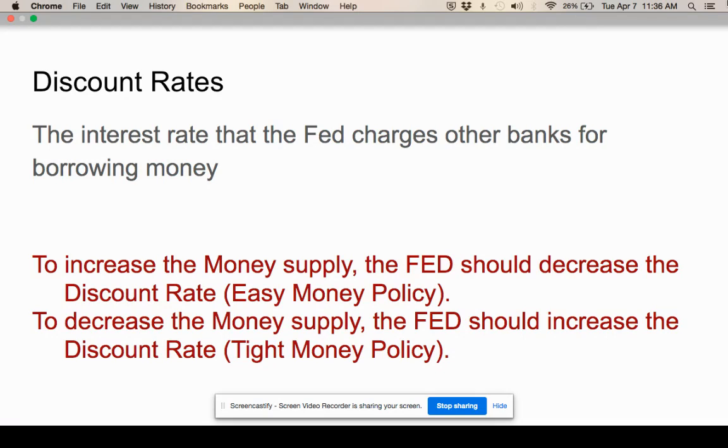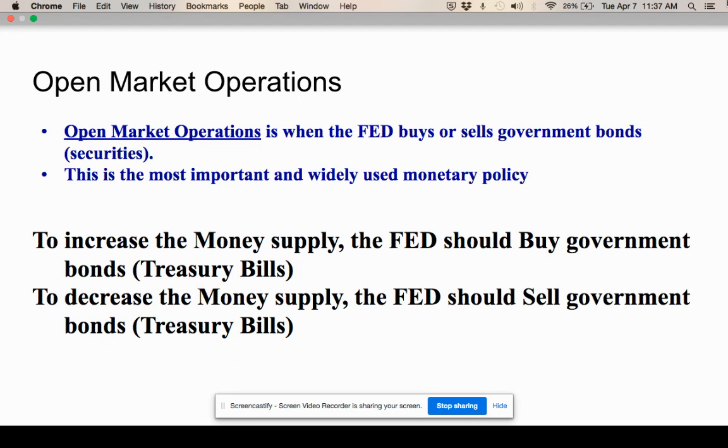To decrease the money supply, the Fed should increase the discount rate. That makes it more expensive for banks to borrow from the Fed. Then the banks will charge us more. That's a tight money policy. It makes it harder for us to get our hands on money, which will cause us to spend less.